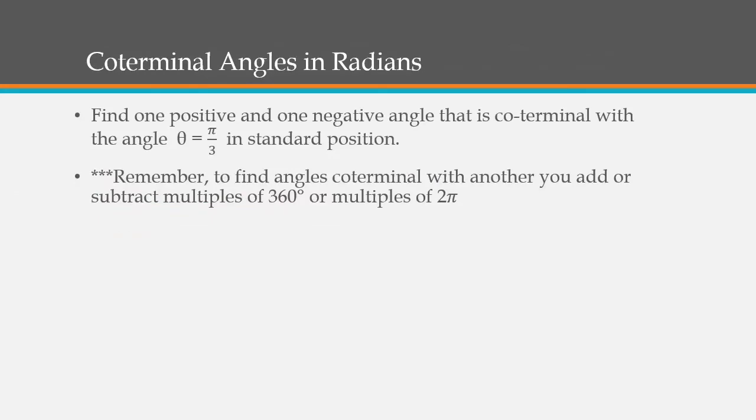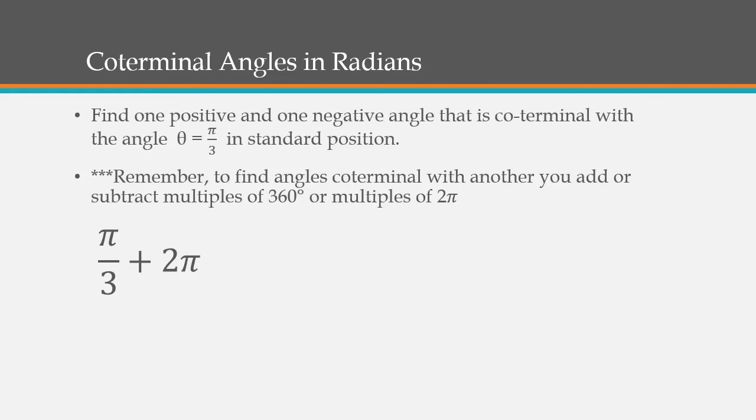Now we've done coterminal angles previously. We're going to take a look at coterminal angles for radians. So in this question we want to find one positive and one negative angle that is coterminal with the angle pi over 3 in standard position. So remember when we did adding and subtracting 360 to get coterminal angles? Well, we're basically going to do the same thing, except we're adding and subtracting 2 pi. We're still adding and subtracting a full circle, only now we're doing it in radians.